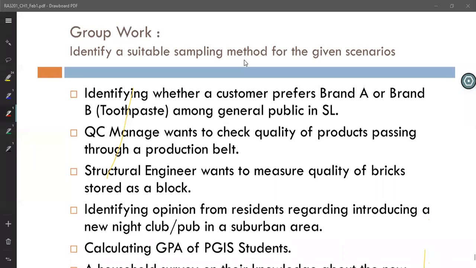First one, cluster and random. Second, stratified. Okay, Manisha says first one, cluster and snowball. Second, systematic. Third, random. Fourth, cluster. 5, random. 6, cluster. Okay, Dulika, thanks for the answer.